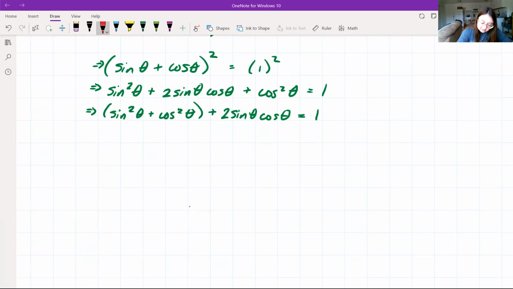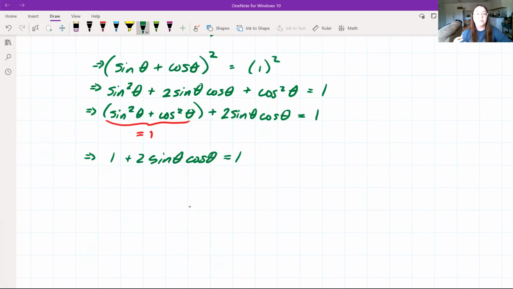And now since we have this value, we know this is equal to 1, and we can replace it with 1. So this gives us 1 plus 2 sine of theta times cosine of theta is equal to 1. Where now if we subtract 1 from both sides, this will just give us 2 sine of theta times cosine of theta is equal to 0. Where now we can divide by 2 to get rid of that 2 coefficient, which just leaves us with sine of theta times cosine of theta is equal to 0.